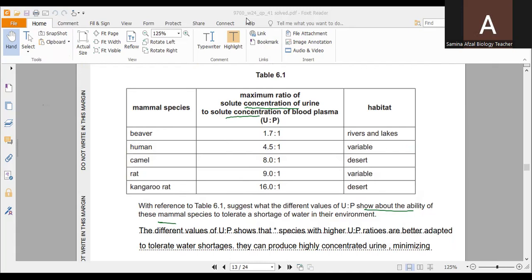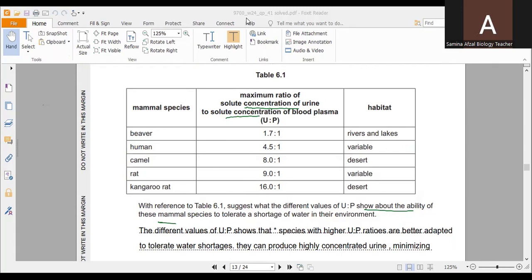First of all we will move towards the kangaroo rat, which has the highest ratio, that is 16 to 1. 16 is for the solute concentration of urine and 1 is the solute concentration of the blood plasma. So urine is more concentrated in comparison to blood plasma. So it is the highest UP value.